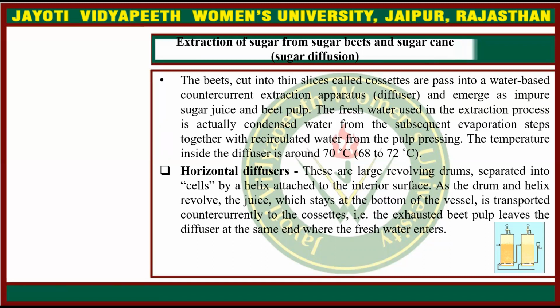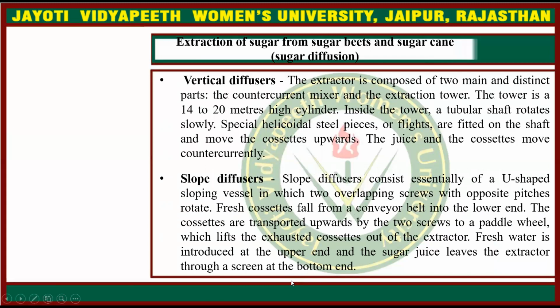Horizontal diffusers are large revolving drums separated into cells by a helix attached to the interior surface. As the drum and the helix revolve, the juice which stays at the bottom of the vessel is transported countercurrently to the cossettes. The exhausted beet pulp leaves the diffuser at the same end where the fresh water enters.